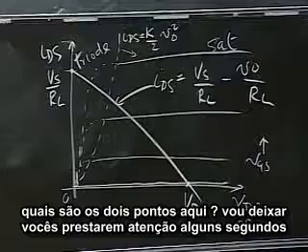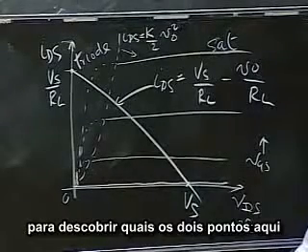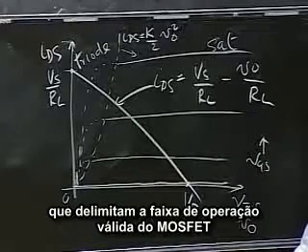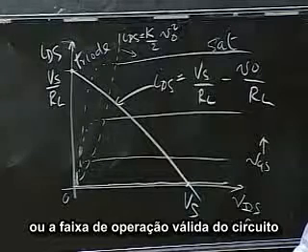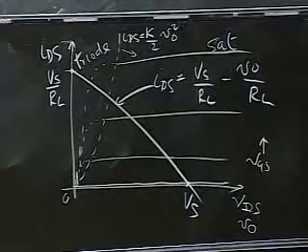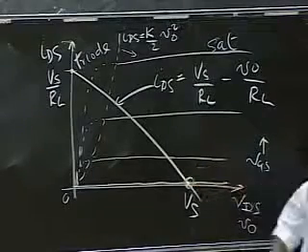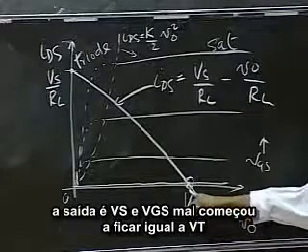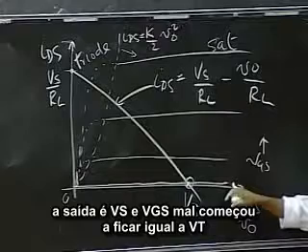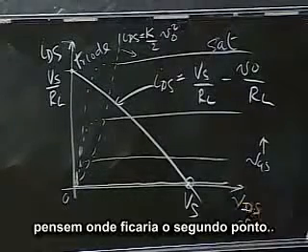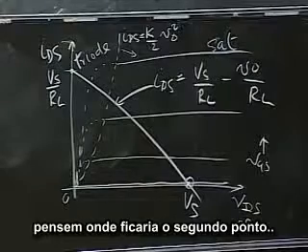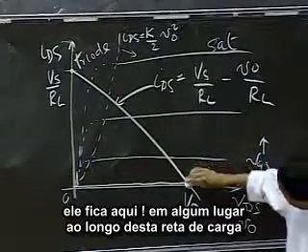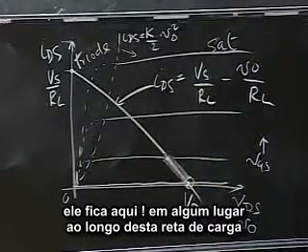Okay, so what are the two points here? I'll let you stare at it for a couple seconds yourselves to figure out what two points here bound the valid operating range of the MOSFET, or valid operating range of the circuit. Okay? So I'll start. One is this point, because at this point the output is VS. Okay, and VGS has just begun to equal VT. It's one. So think about where the second point is for valid operation. So it's here and somewhere along that load line.